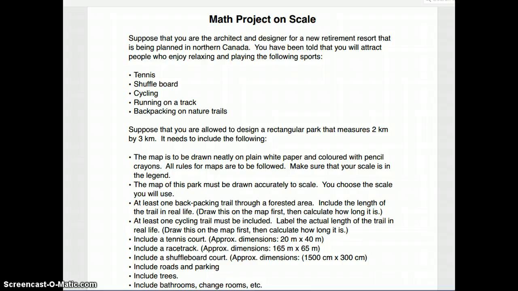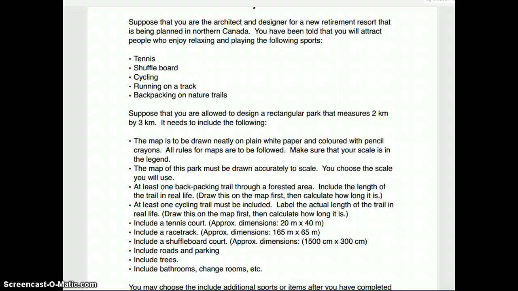and scales. Now, suppose that you're the architect and designer for a new retirement resort that's being planned in northern Canada, say up north of Elliott Lake. You've been told that you will attract people who enjoy relaxing and playing the following sports: tennis, shuffleboard, cycling, running on a track, and backpacking on nature trails. Suppose that you're allowed to design a rectangular park that's going to measure 2 kilometers by 3 kilometers, and it needs to include the following elements.